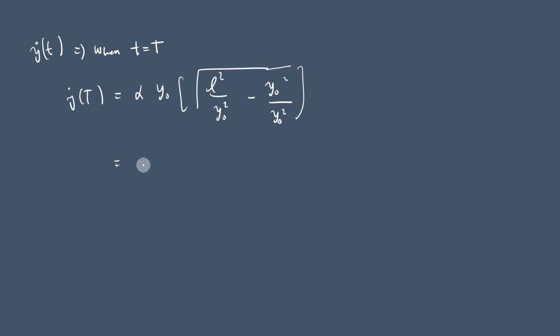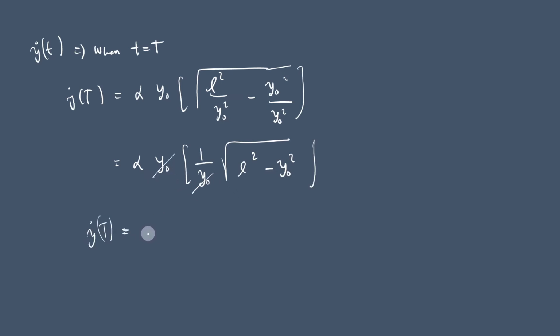So the velocity equals alpha y0, and we can get 1 divided by y0 from this term, and the square root of L square minus y0 square, and we can remove this. So y dot as a function of t equals alpha times the square root of L square minus y0 square, where gamma 0 equals y0 divided by L.